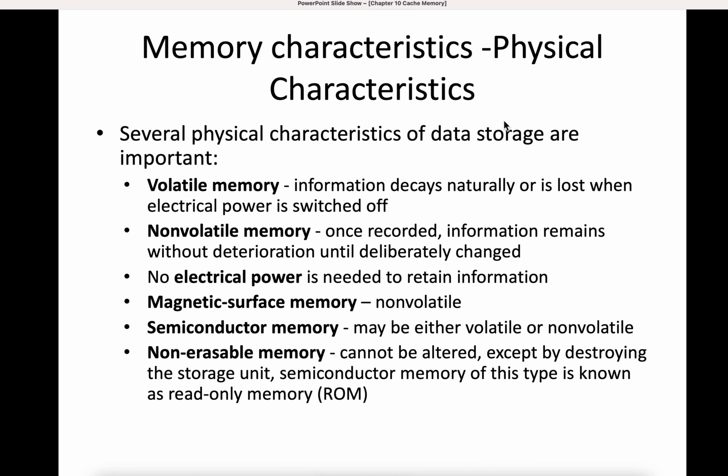Another characteristic is the physical characteristic. The memory system can be volatile or non-volatile, and we have magnetic surface memory, semiconductor, and non-erasable memory. Volatile memory means that the information is lost when the electrical power is switched off. So RAM is normally referred to as volatile memory.